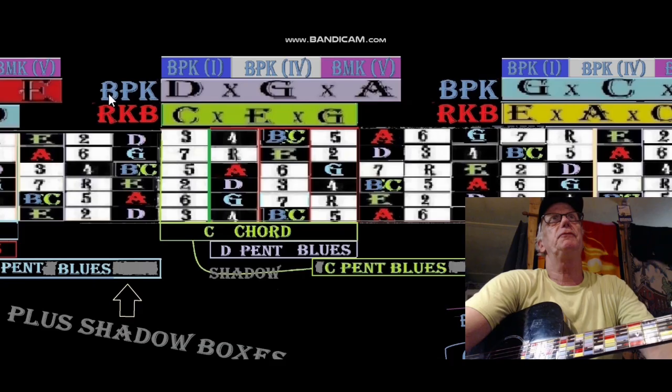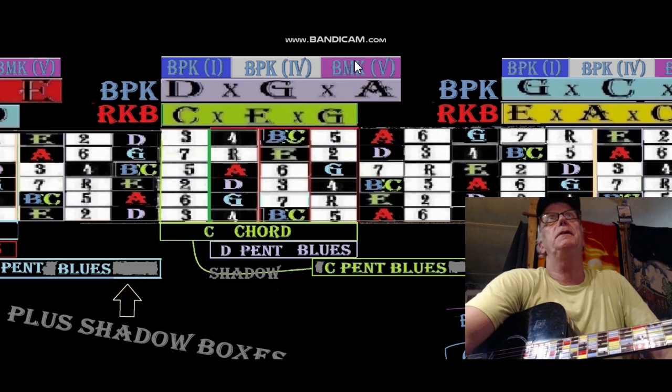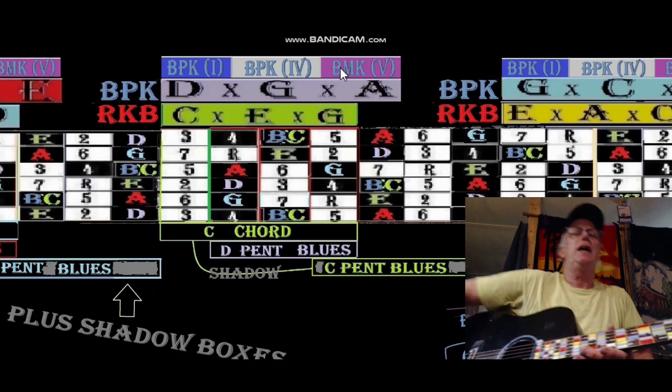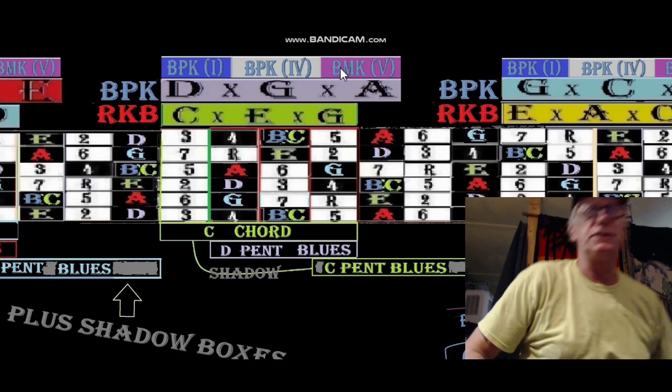And actually, I've renamed this as the blues master key. So the blues master key is blues pent key 1, blues pent key 2, blues pent key 5, rather, blues pent key 4, and then 5. We call the blues pent key 5 the blues master key. That's the old blues master key. So how do these come about? Where do these blues keys come about?